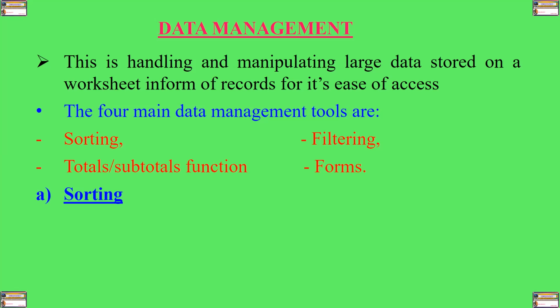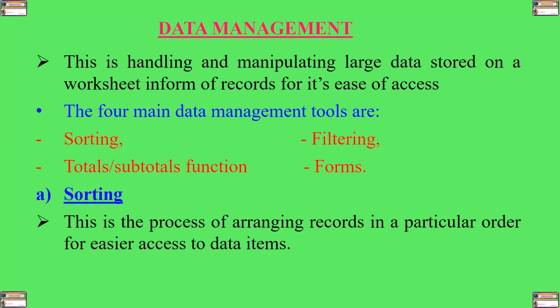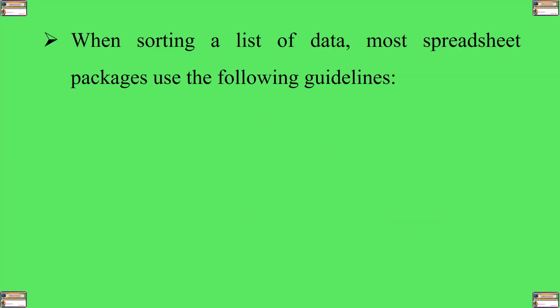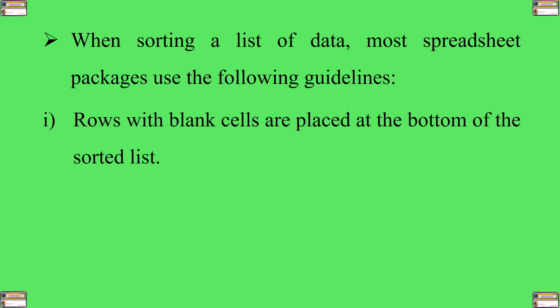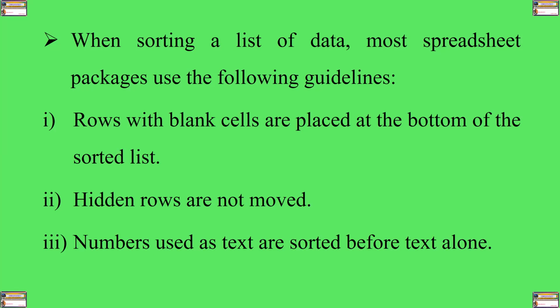So, what is sorting? Sorting is the process of arranging records in a particular order for easy access to data items. When sorting a list of data, most spreadsheet packages use the following guidelines. Number one, the rows with blank cells are placed at the bottom of the sorted list. Number two, hidden rows are not moved. Number three, numbers used as text are sorted before text alone.